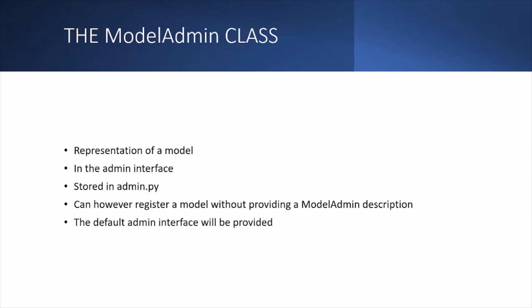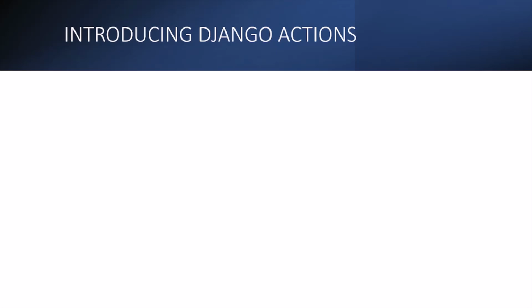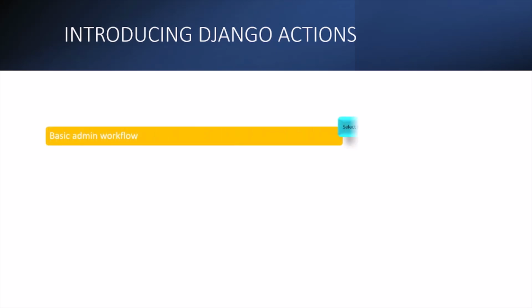But what if we want to change the interface? And that brings us to discuss Django actions. Now, the basic admin workflow is select the object, change the object, and then save the changes you made. But what if you have to update or change more than one object, right? So say, for example, we have an admission status field, which we are going to introduce shortly. And this admission status field reflects the status of the student. The student status can change from enrolled to interview allotted and then to admitted.